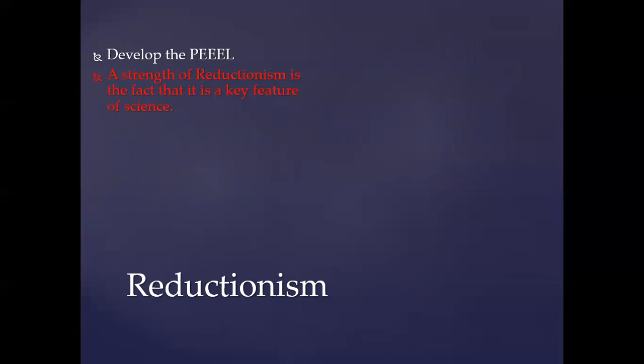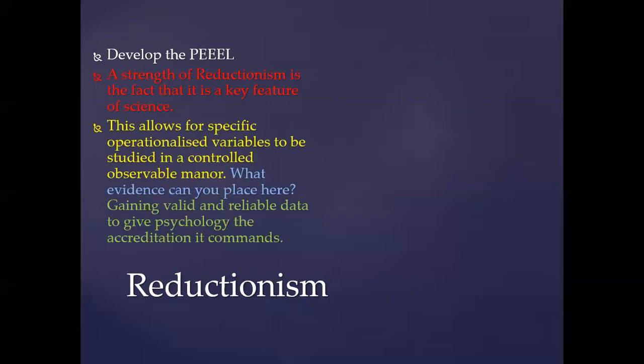Okay, point. A strength of reductionism is the fact that it is a key feature of science. That's what science wants, reductionism, so it can establish a causal relationship, cause and effect. So if we have a specific cause, so that means reducing it down to simple, right? Explain. This allows for specific operationalized variables to be studied in a controlled, observable manner. Just like I say, we can operationalize it, so we've got a specific IV to see what effects it will have on that DV. So we're reducing it right down.